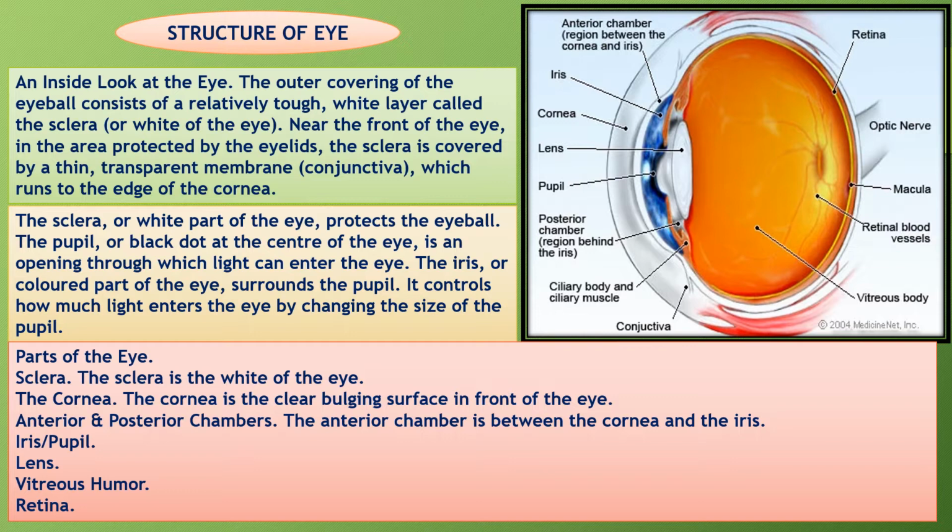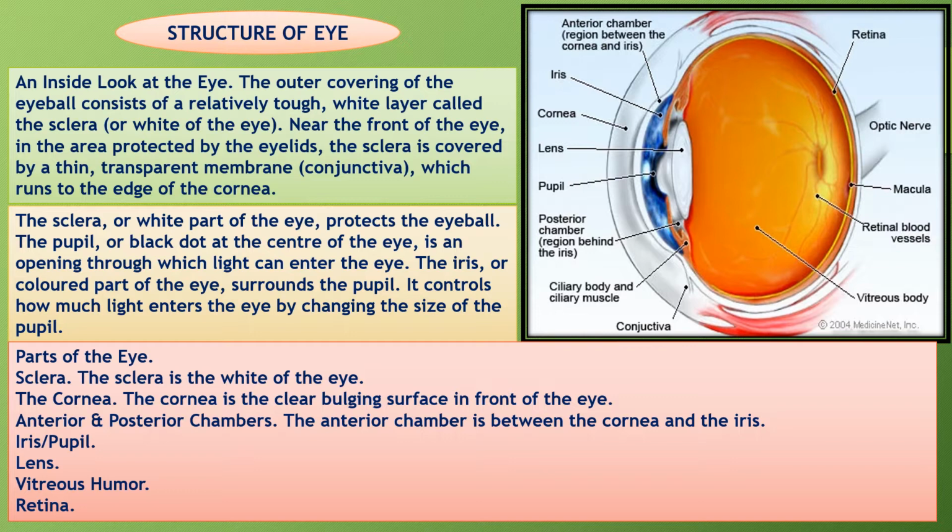The sclera, or white part of the eye, protects the eyeball. The pupil, or black dot at the center of the eye, is an opening through which light can enter the eye. The iris, or colored part of the eye, surrounds the pupil. It controls how much light enters the eye by changing the size of the pupil.